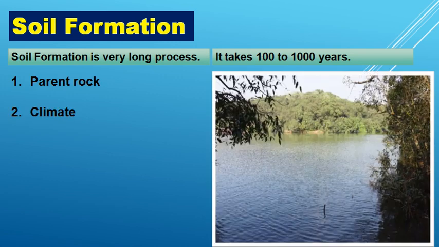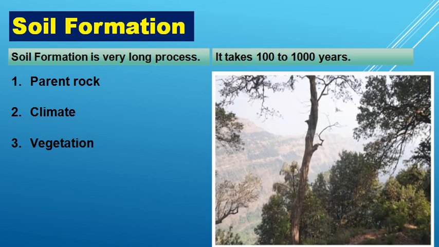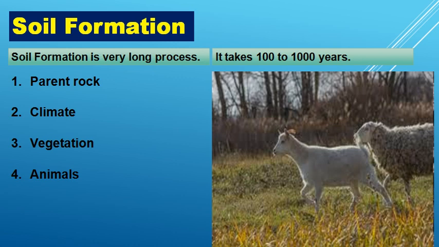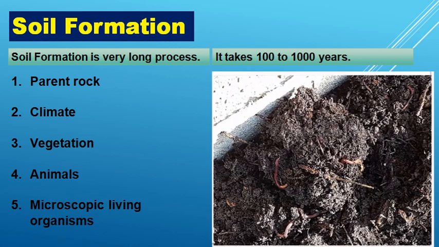Now these parent rocks are subjected to variation in temperature and even precipitation. So these rocks regularly expand and contract, develop cracks, and finally they break down into small sediments. Then there are dead remains of plants as well as animals. When they died, they decomposed and became a part of the soil. Then there are microorganisms of the soil. They also help in the process of soil formation. So this is how soil is formed.